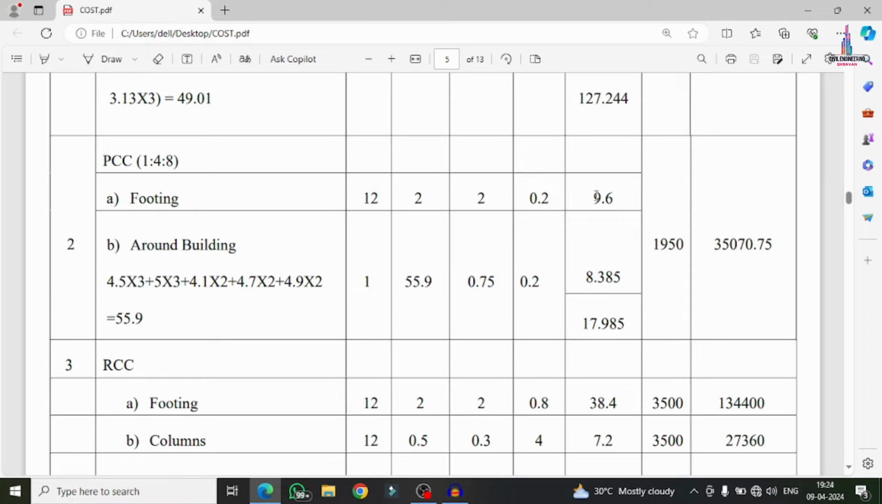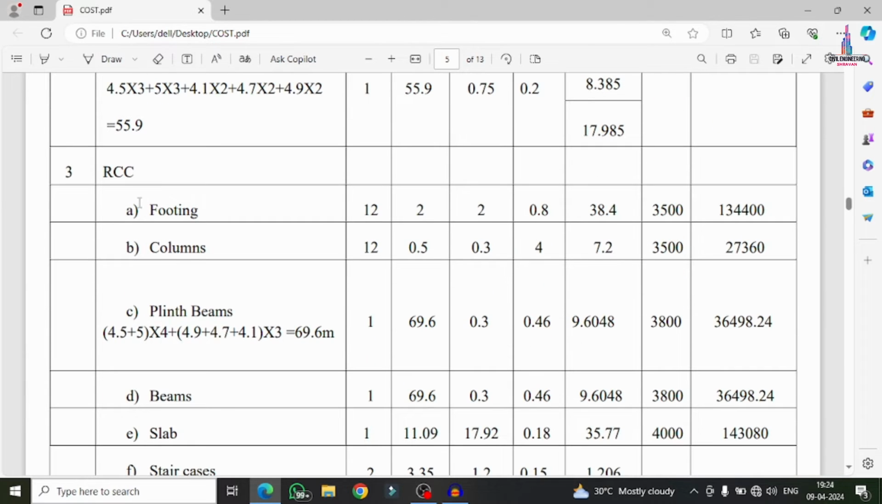If I sum these two values, I get 17.985 meter cube. Then I need to multiply this value by the PCC bed work rate, which is 1950. Then I get approximately 35,070.75 rupees. Now the next work is related to RCC work. For the footing, it will consist of 12 footings.